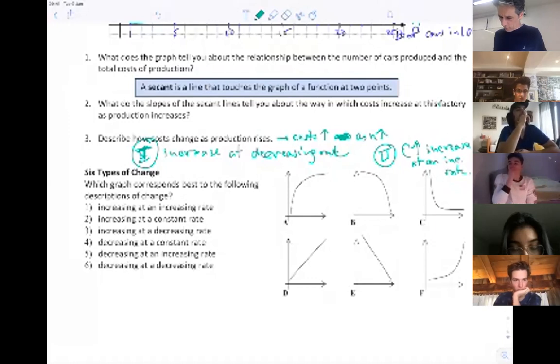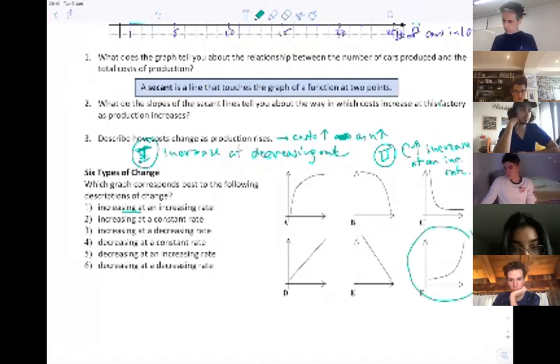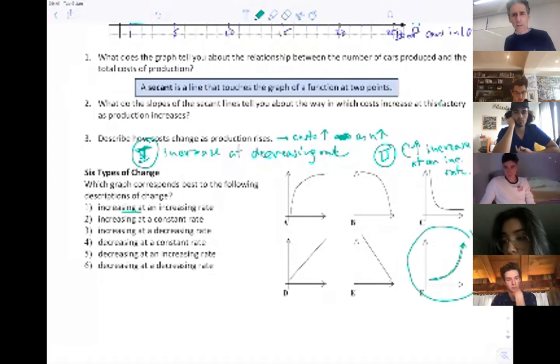Which one would you say is increasing at an increasing rate? Which letter goes with that one? F. Definitely. This is the whole fear with the current outbreak of the coronavirus, that it's going to increase at an increasing rate. Yesterday in Italy, there were 3,000 new cases all of a sudden.